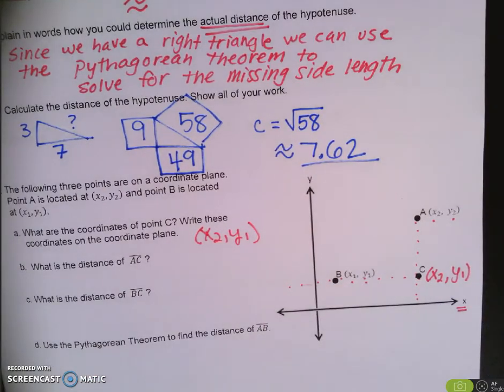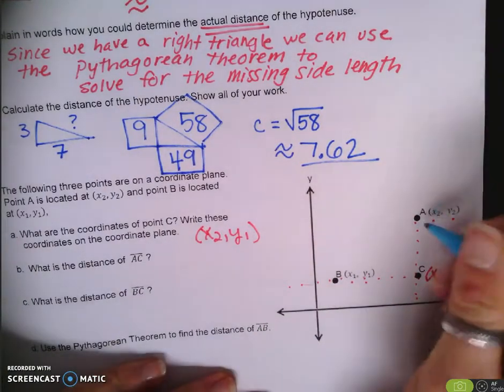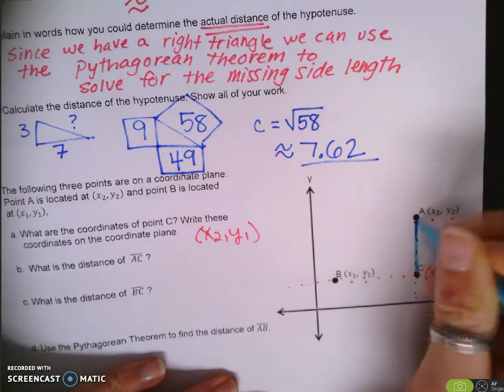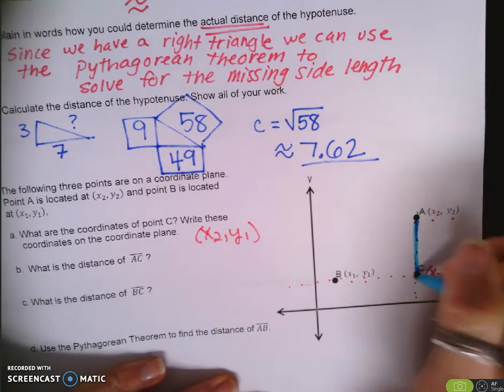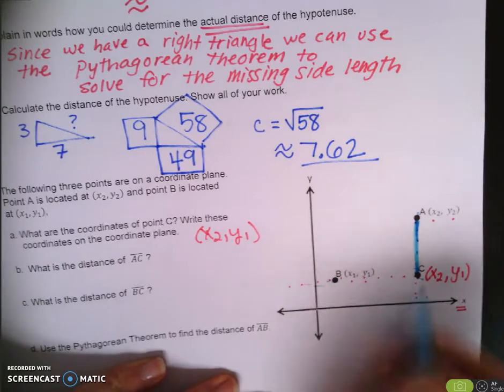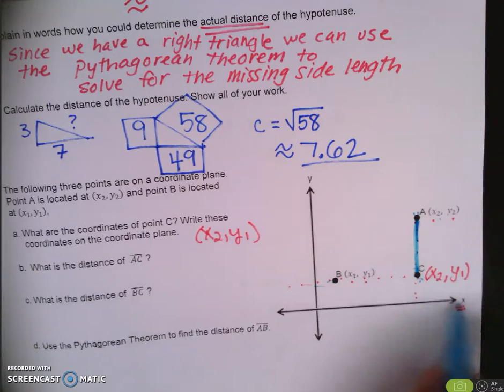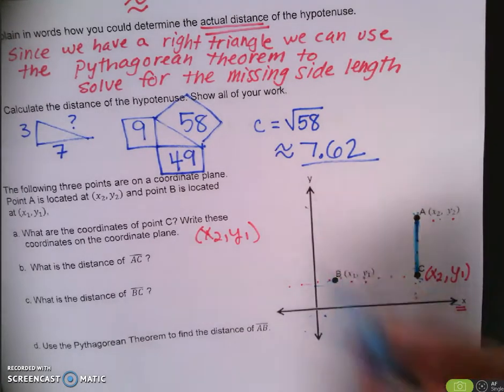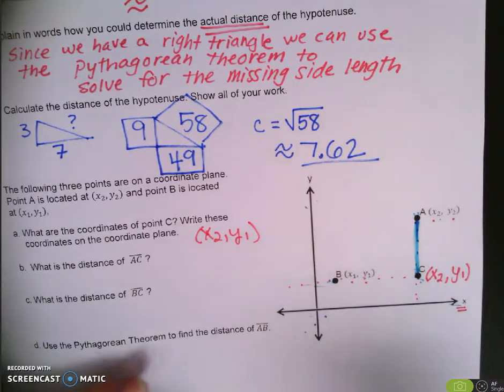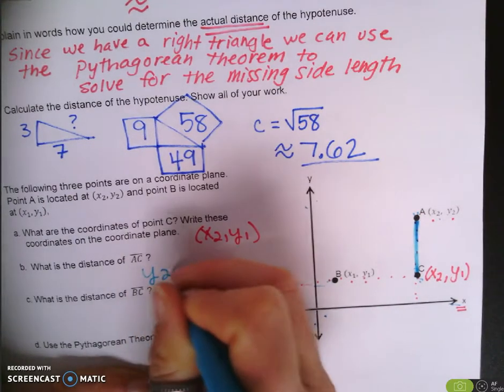Now it asks you the distance of AC. Go ahead and trace AC on your paper or fill it in. Is this a vertical up and down or horizontal side to side? It's vertical. So should I take my change in x values or change in y values? Change in y values. So this is y2 minus y1.